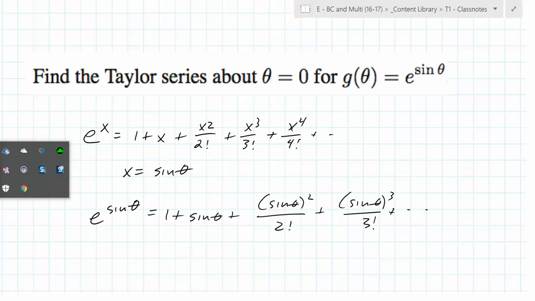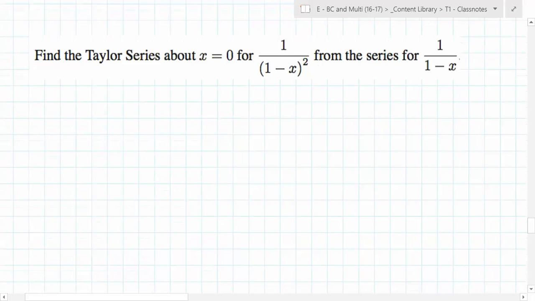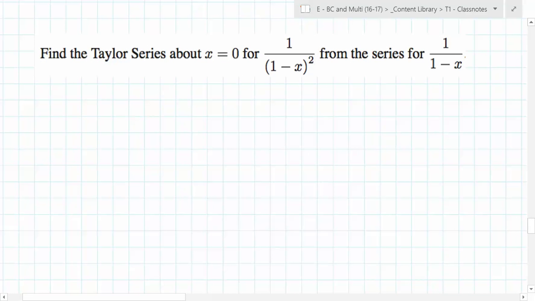Yes, Molly. This is a little different. It specifically says find the Taylor series about x equals 0 from the series 1 over 1 minus x. So our first step is to make this look like that. It almost does, right? What do you think we have to do to this first?